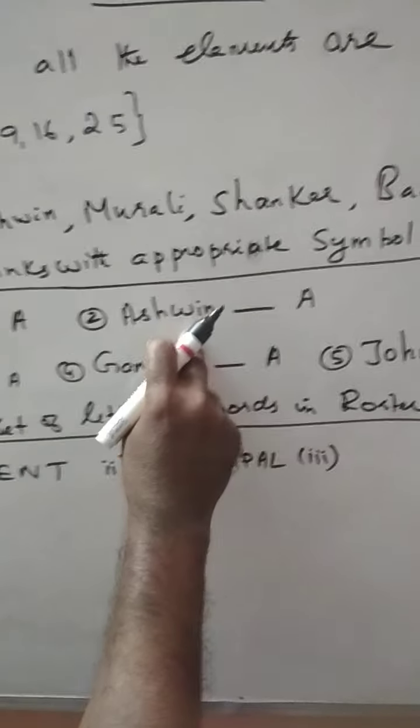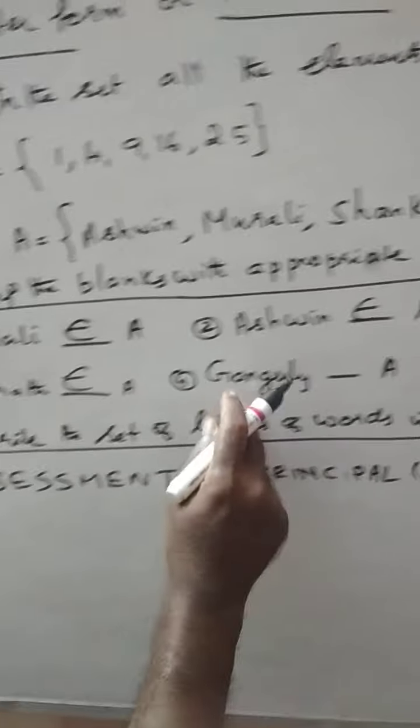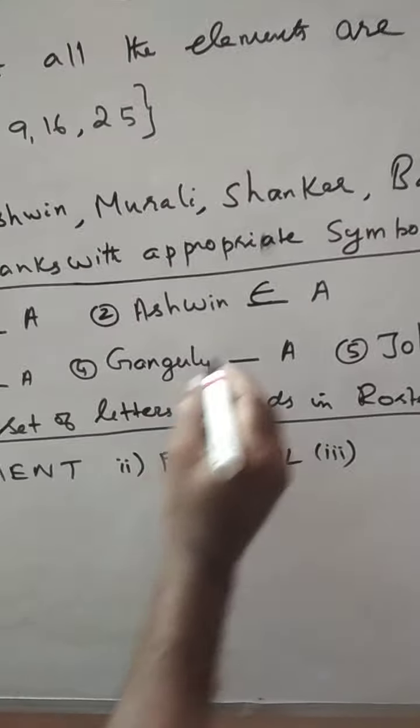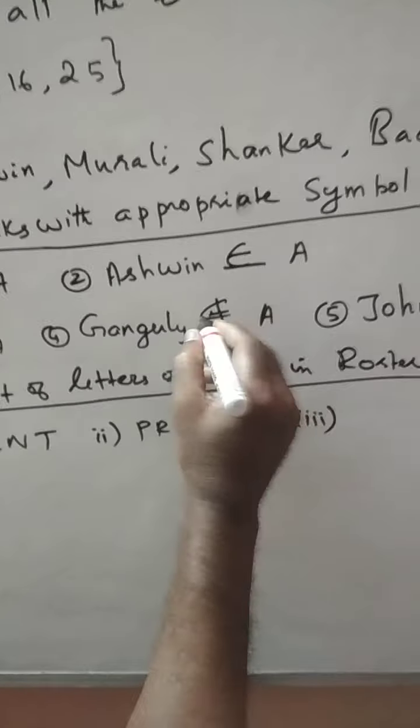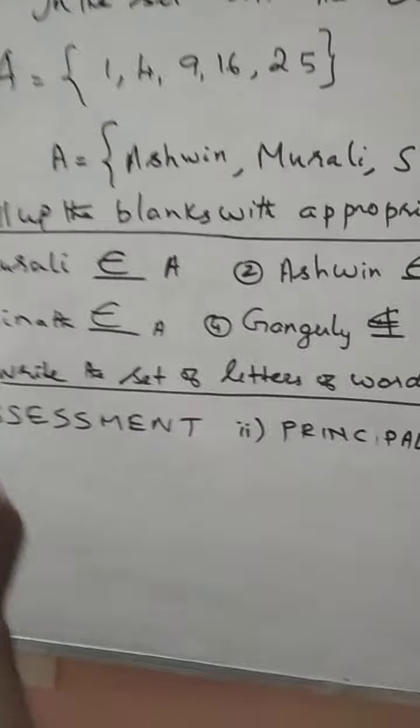Then Ashwin. Ashwin also belongs to the set A, so belongs to. Then Badrinath. Badrinath also belongs to this. Ganguly is not here, so does not belong to A. John also does not belong to this, does not belong to A. Then see the next example.